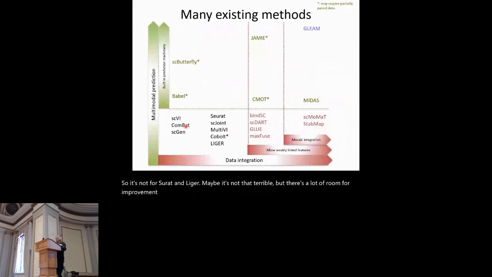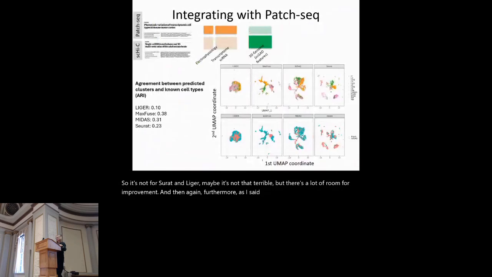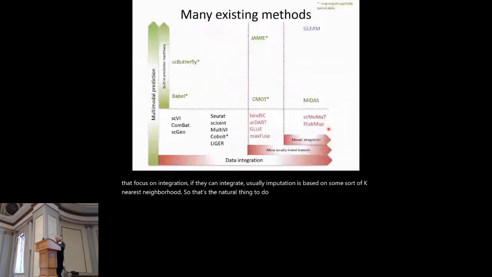And then again, furthermore, as I said, with the methods that focus on integration, if they can integrate, usually imputation is based on some sort of k-nearest neighborhood. That's the natural thing to do. So we also wanted to see whether we can push the limits on this axis, on the multimodal prediction axis.